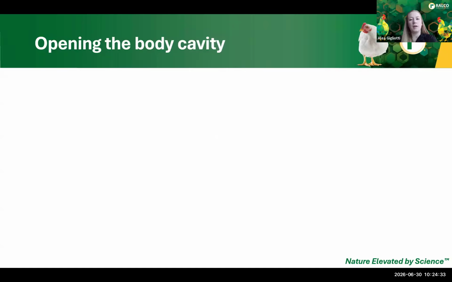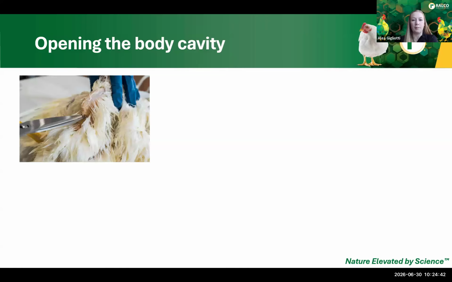Awesome. Thanks, Tim. I'm going to continue on with actually looking into the body cavity and what we're looking for once we're inside that bird. So starting off, you want to make an incision right below the keel bone. So once you have that bird flipped upside down, you can feel that keel bone. You should be able to feel the keel bone pretty prominently. And you want to make a small incision at the bottom of it.